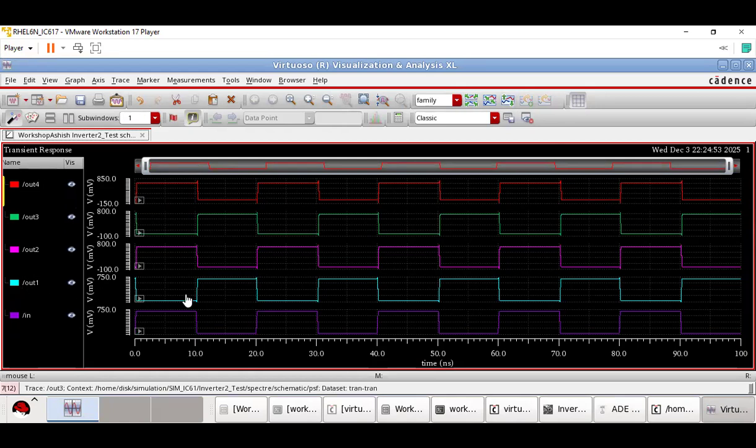This is input, this is output 1, this is output 2, this is output 3, this is output 4. You please see every output is the invert of its previous output. Till this point, if you have any question, please ask. Otherwise, I'll move to the next topic, which is how to compute the delay in the circuit.